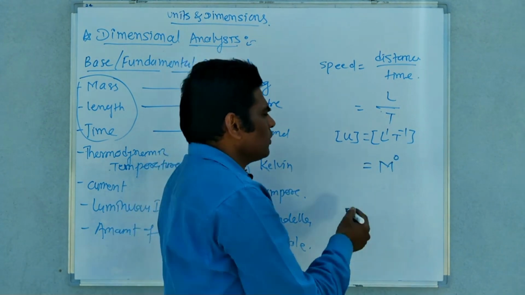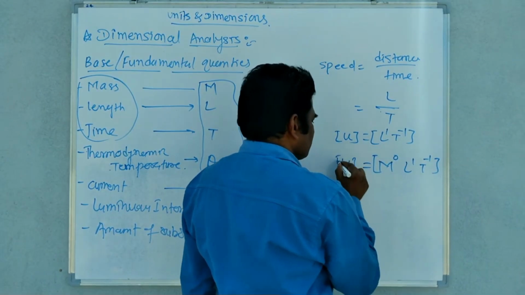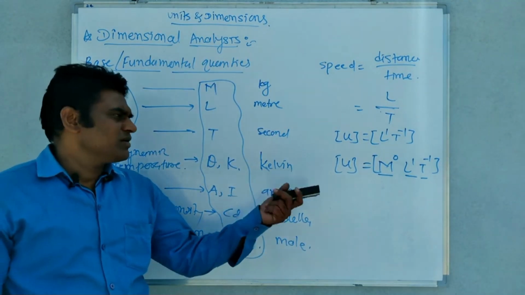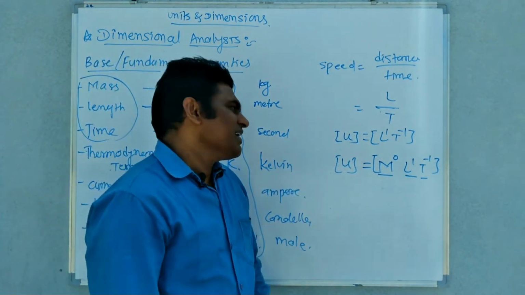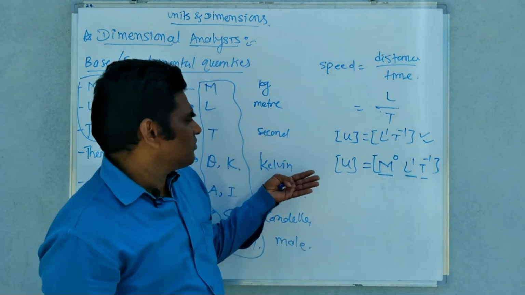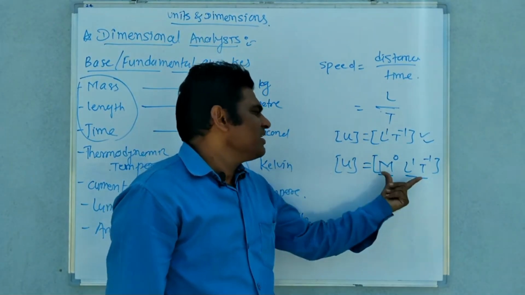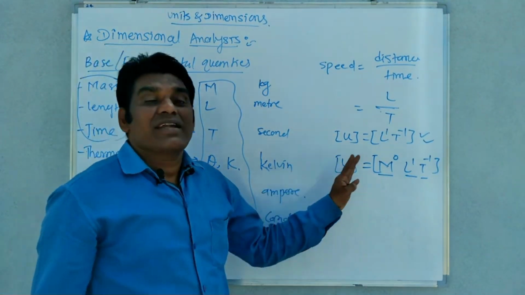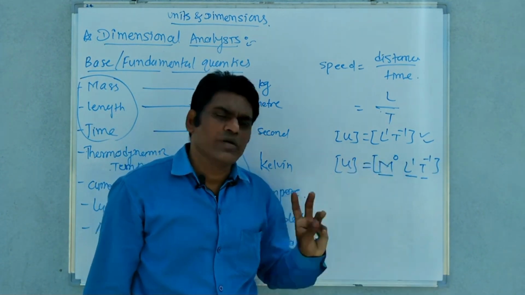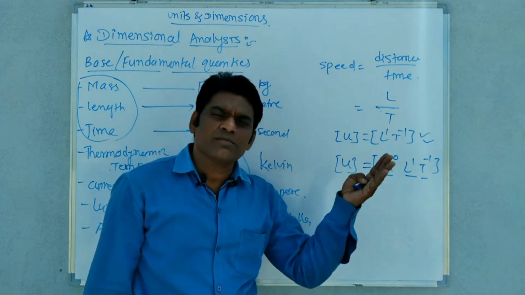So you can write M to the power 0, L to the power 1, T to the power minus 1. In this way the dimensions are written. These three physical quantities are taken whether they are present or not present, no problem. Whatever base quantities are present, that much you can also take. But normally mass, length and time are taken. If present, then that power, if not present, then we write 0. So the dimension of speed in terms of mass is 0.